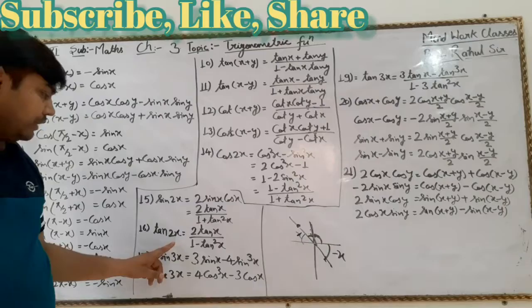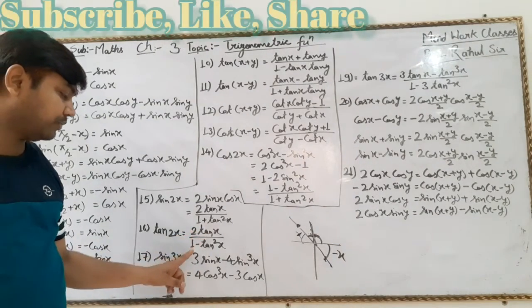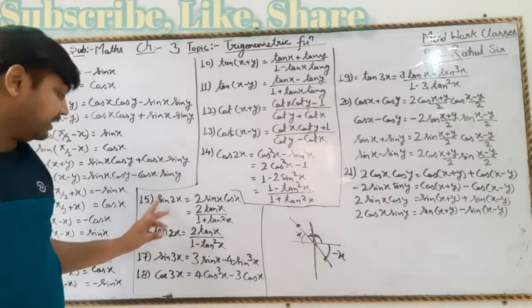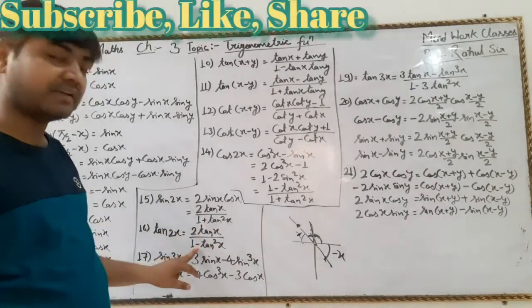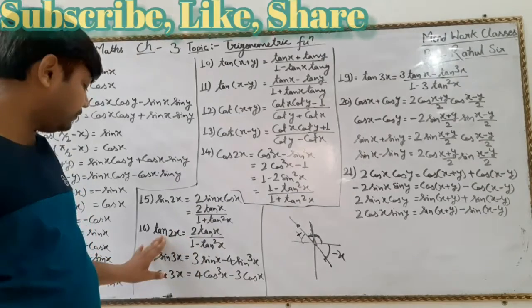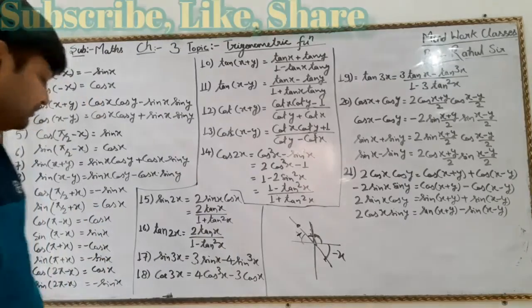For tan 2x, we have the formula 2 tan x upon 1 minus tan square x. Please check the formula here. Here the sign is plus and here the sign is minus. So for tan 2x, it is 2 tan x upon 1 minus tan square x.